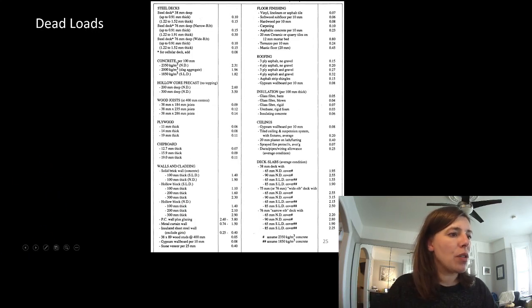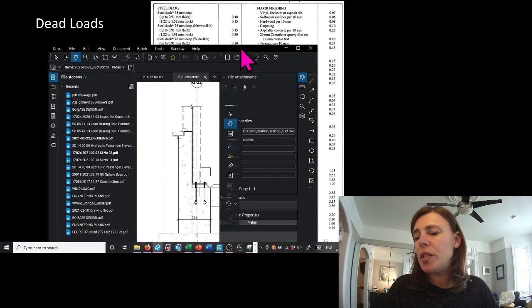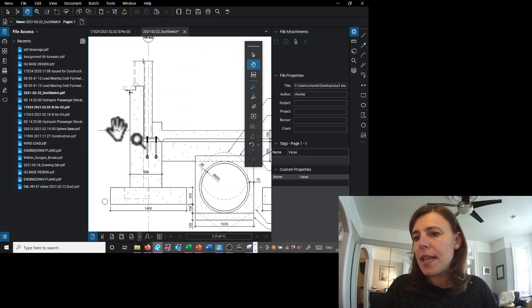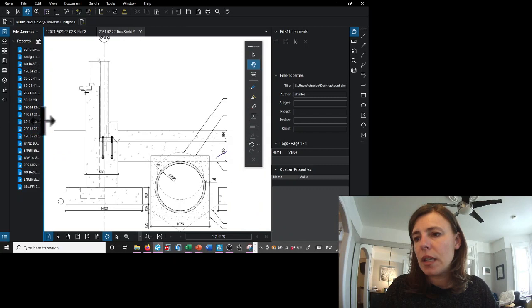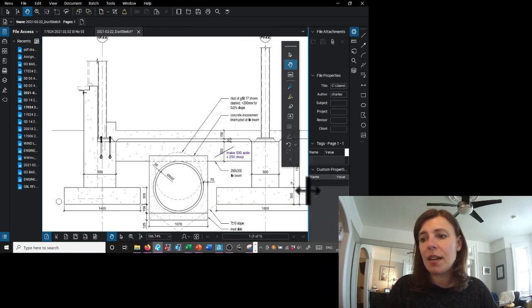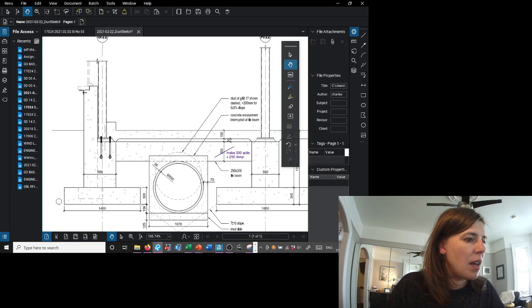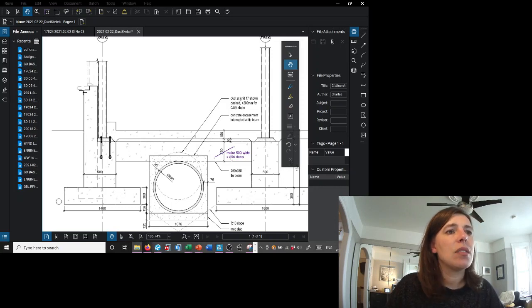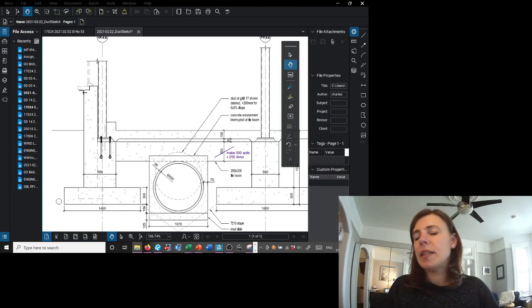I will also open up, my computer has gone and changed things for me. I'm going to open up for you while we do this the dead load tables. That's not what this is. This is a duct passing underneath a grade beam. That is not anything that concerns you. Let me just open up the dead loads for you guys here. All right.